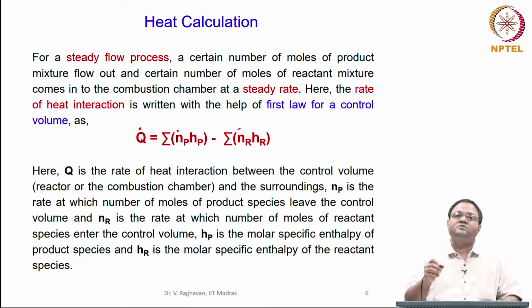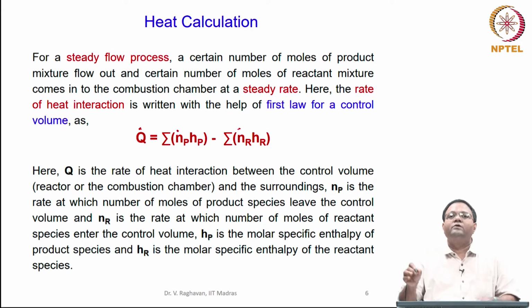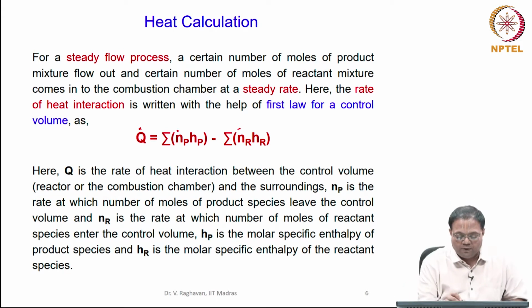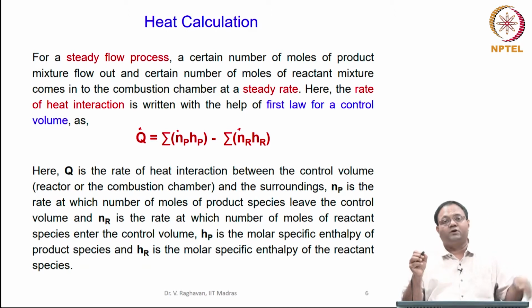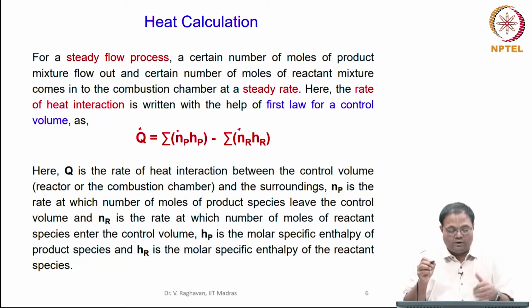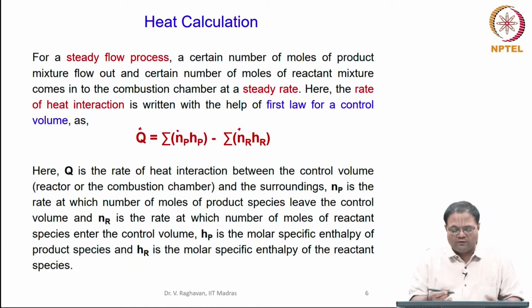So, NP dot means the number of moles going out per unit time. Similarly, NR dot is the number of moles of the reactants coming in at a particular time-dependent rate. So, actually this is steady.